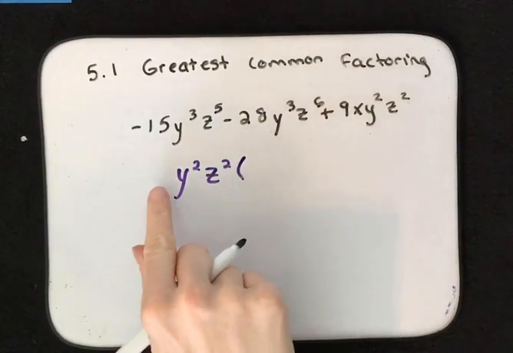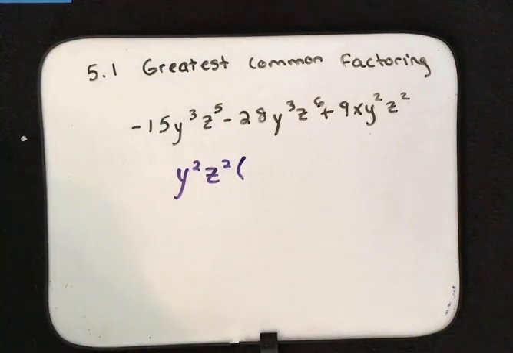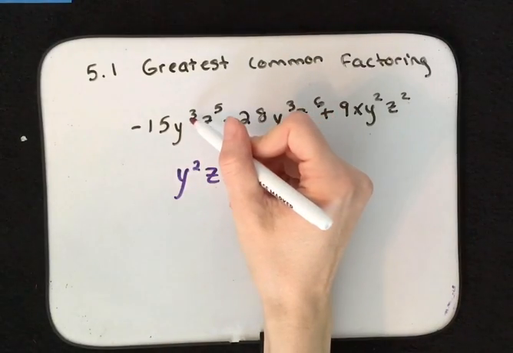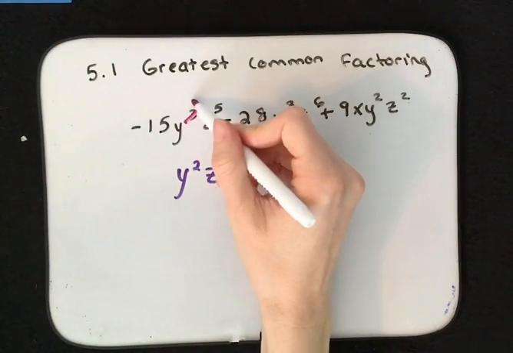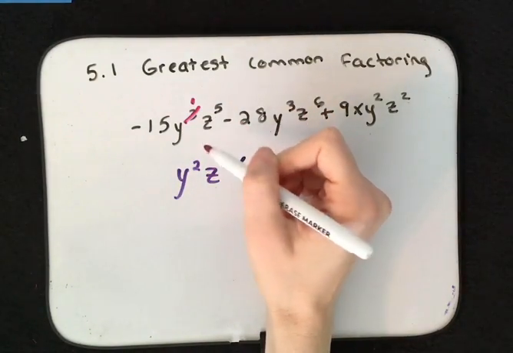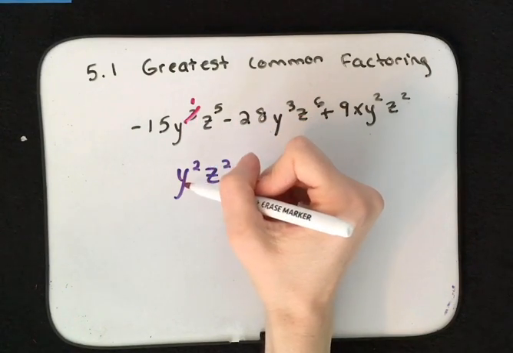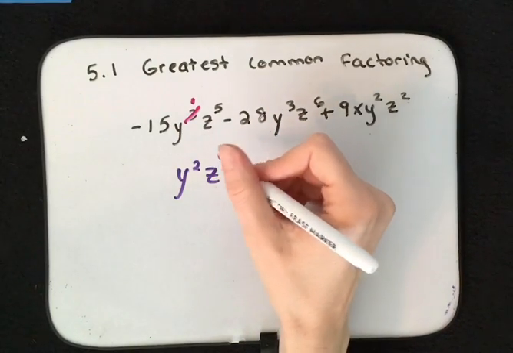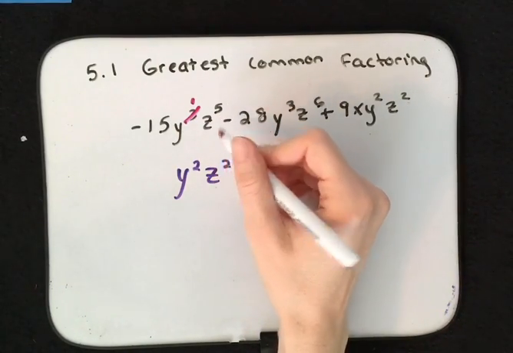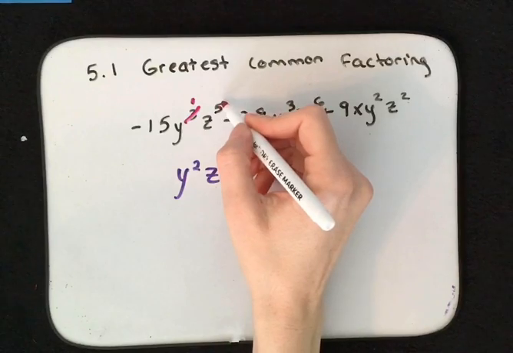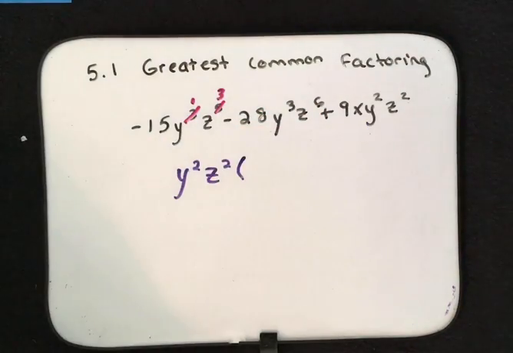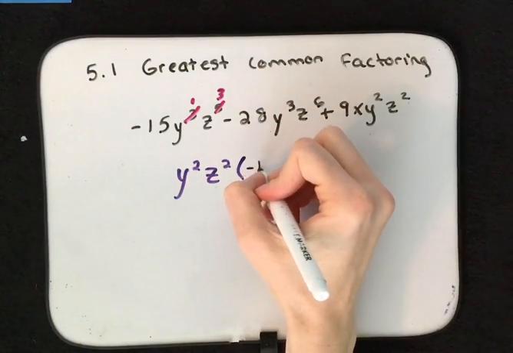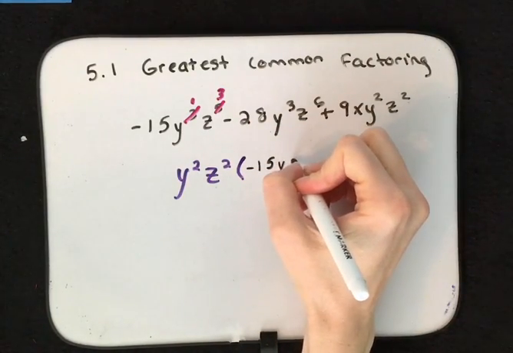So if we pull out y to the 2nd, z to the 2nd, we need to figure out what's left over. Well, if I had z to the 3rd, and I took out z to the 2nd, I have... if I have y to the 3rd, and I take out y to the 2nd, I have y to the 1st left. If I had z to the 5th, and I took out z to the 2nd, I have z to the 3rd left. So that means from our first term, we have negative 15 y z to the 3rd.